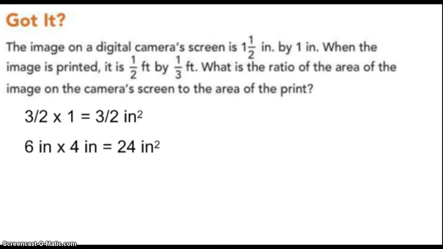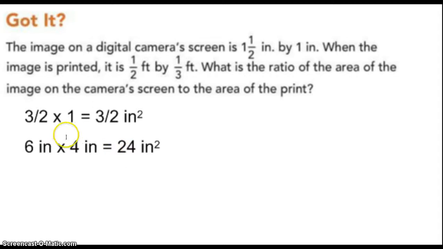So first you're going to figure out the area of the image on the camera screen. So you take 3/2, which I got by changing 1.5 into an improper fraction, and multiply that by 1, length times width, and that gives us 3/2 square inches. Then you're going to change your feet into inches by multiplying by 12. So 1/2 times 12 is 6, and that makes sense because 6 inches is the same thing as 1/2 of a foot. 1/3 of a foot is going to be 4 inches. 12 divided by 3 is 4.